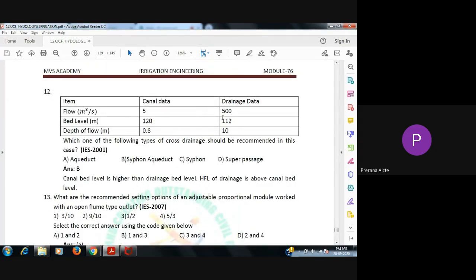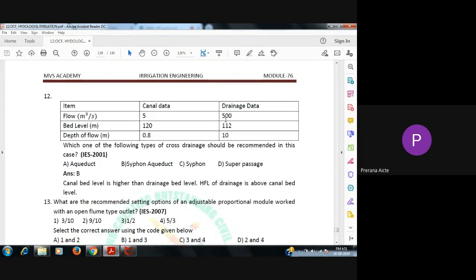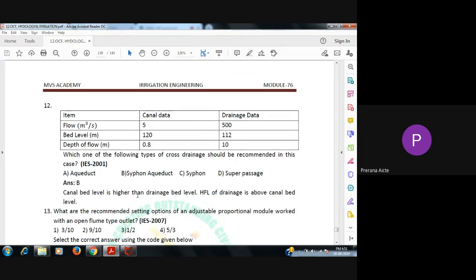See, this question is from an IAS examination. Actually, what is meant by this? The canal is flowing above the drainage. Siphon means FSL and drainage. So observe the level here. It's the canal data. It's the drainage data. Flow in the canal is 5 meter per second, whereas in the drainage 500 meter per second. Bed level 120, here 112. So the difference is 120, 112. This is higher than this level.